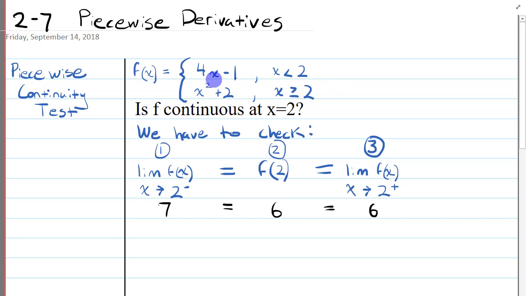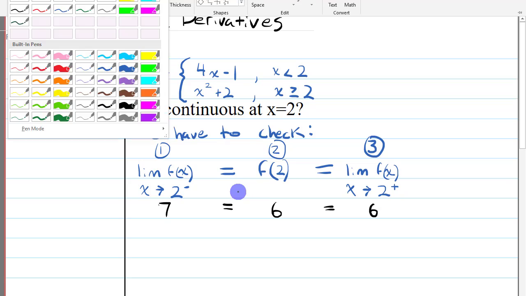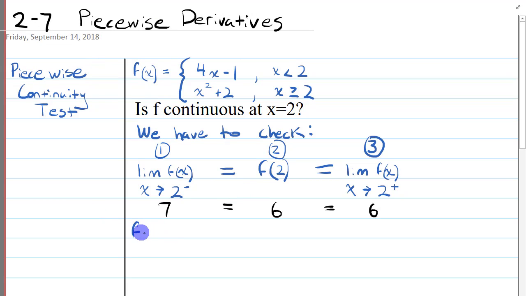Sometimes what will happen is you'll have three of these, one where it's less than, one where it's greater than, and one where it's equal to. So that's why you do have these three checks. Sometimes two of these are included in one statement. And obviously these are not all equal, so what we want to write, we'll come back to blue, is that f is not continuous at x equals 2, because it did not pass that check.